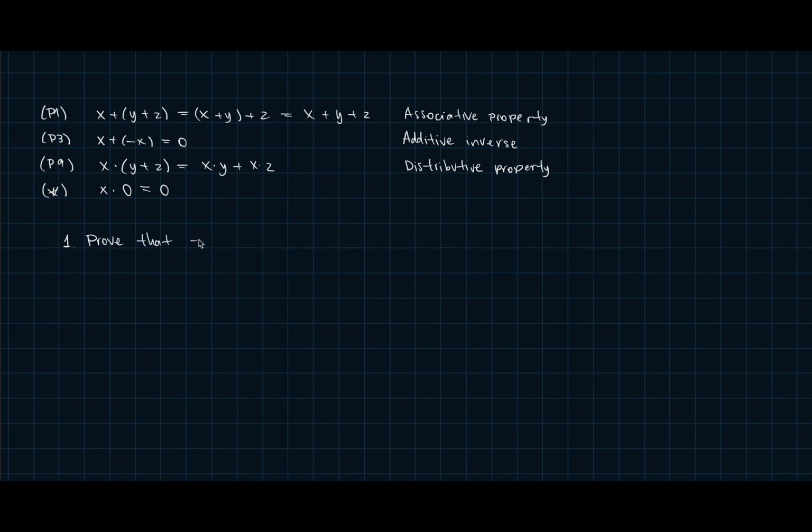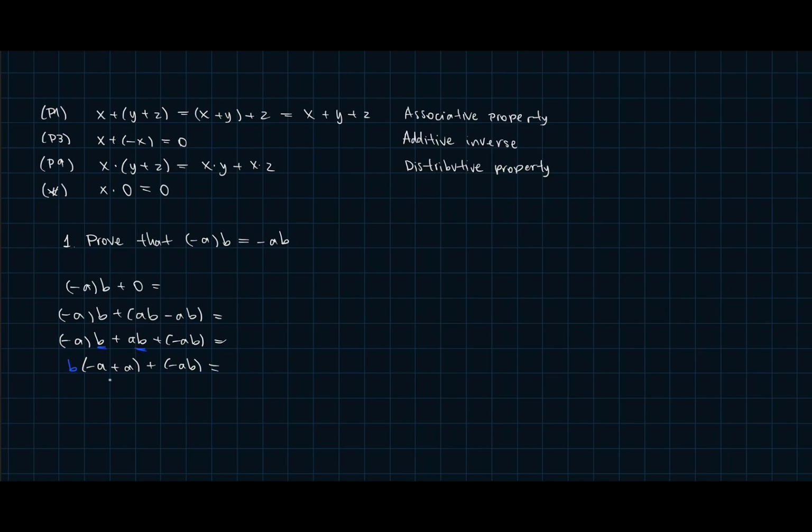First of all, we need to prove that negative a times b equals the negative of their product. We're going to start by adding 0 to that, and then we rewrite 0 as ab minus ab using property 3. Then we use the associative rule to split that into their separate parentheses. Now we can use the distributive property to put the b in front. Then minus a plus a is just 0. By the extra property, we know that's just 0, so we get negative a times b.